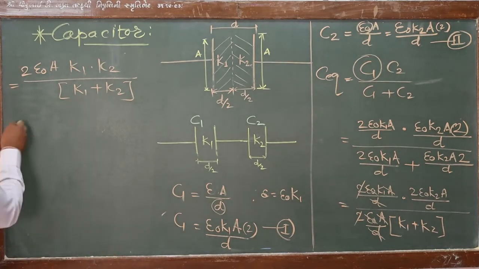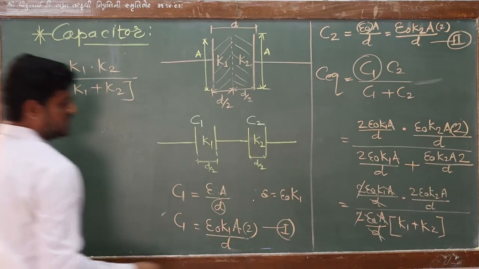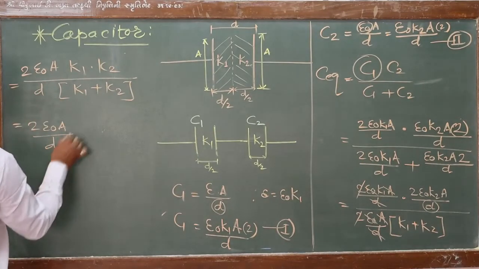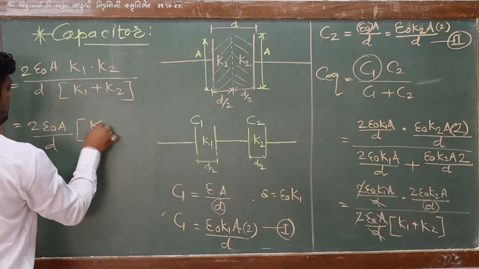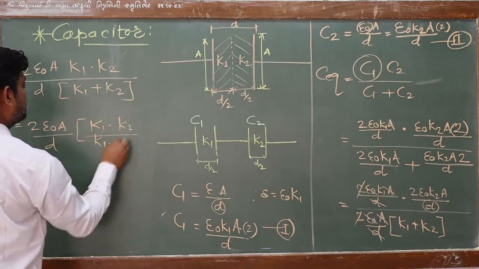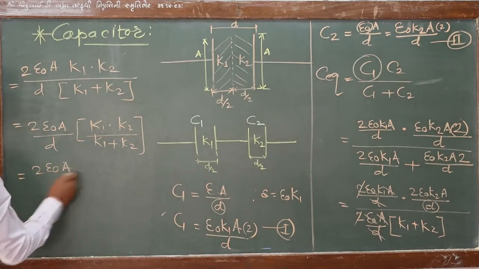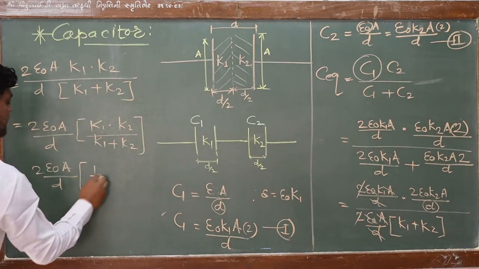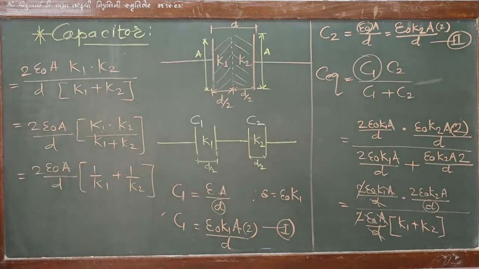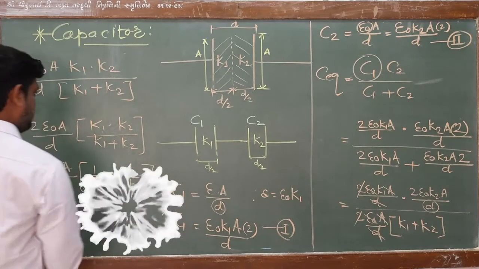Correct? So in this way, 2 epsilon 0 A by this D. So this D we can write over here as k1 dot k2 divided by k1 plus k2. Also we can write 2 epsilon 0 A by D times 1 by k1 plus 1 by k2. So this is your final equation, right?